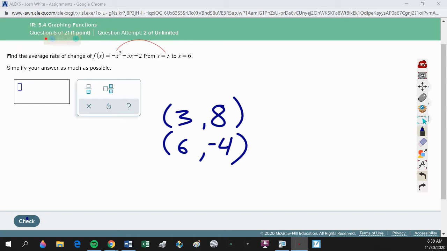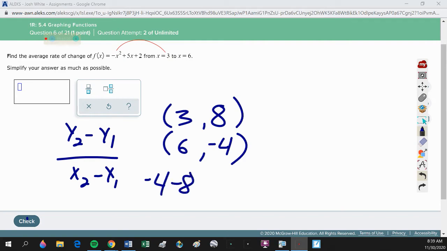Okay? So if you were to take the average speed during that time, how fast were you traveling on average? So we do y2 minus y1 over x2 minus x1. So negative 4 minus 8 is negative 12. And 6 minus 3 is 3. So we get negative 4 miles an hour. Okay?